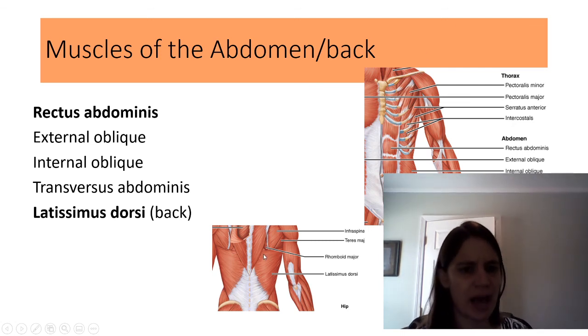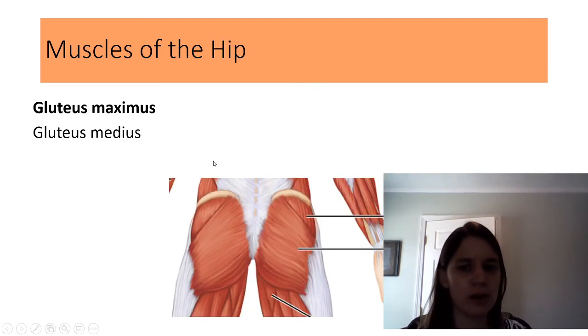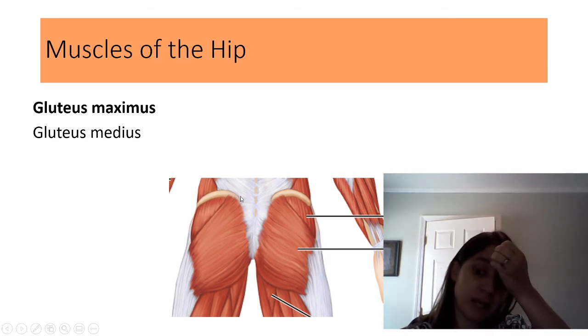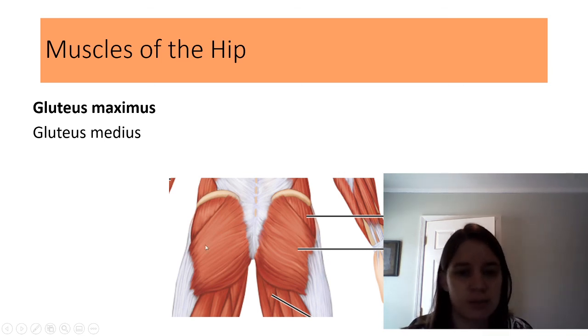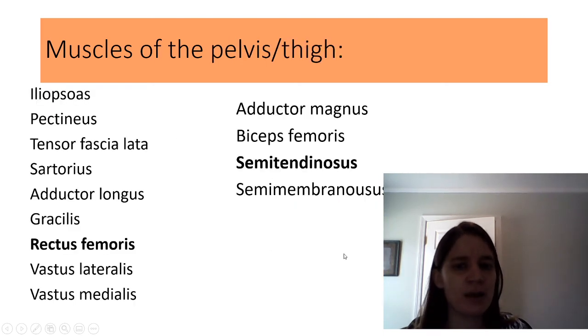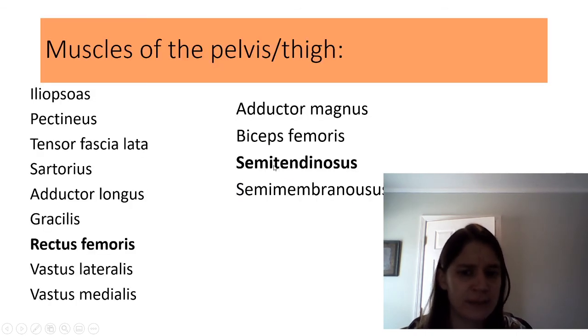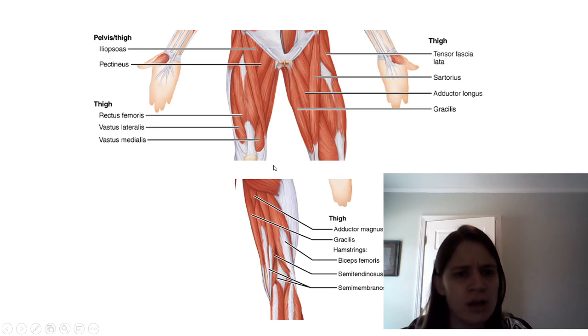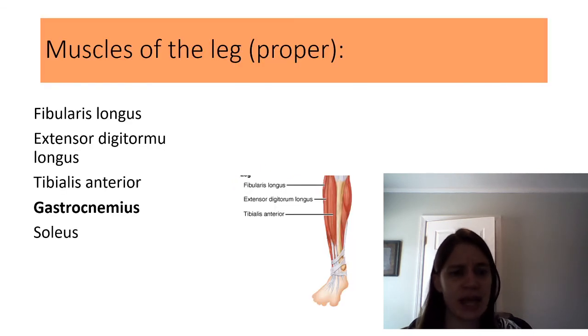And then muscles of the back here, muscles of the hip. You've got gluteus medius, gluteus maximus, maximus being the major muscle of the bum. Pelvis and thigh, again, there are tons here. You should probably know these two, right? And then this is the leg proper, right? So we were at thigh. Know the leg proper, right?